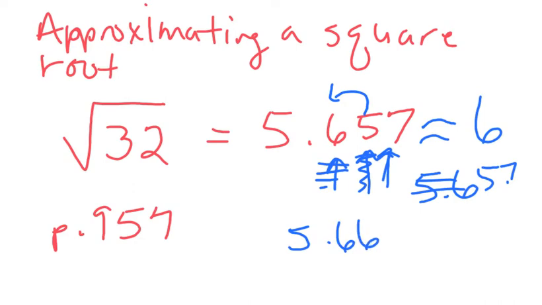Okay? So, make sure you're paying attention to where it says to approximate it to. Integer or whole number, that's the same thing. Tenth, hundredth. Where is it saying to approximate it to? And then make sure you're rounding correctly. Okay?